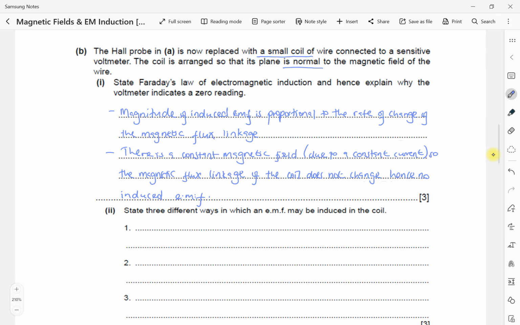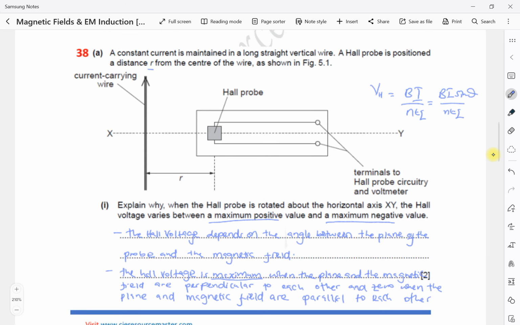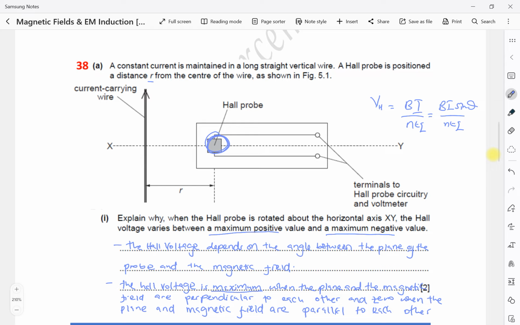State 3 different ways in which an EMF may be induced in this coil. So if we placed a coil in this position, to induce a current in it, one, we can switch on and off the current in the wire. Switching on changes the current from 0 to a certain value. Switching off changes it from a certain value to 0. So switch the current on or off. That's number one. Number two, you can move the wire towards or away from the coil, or you move the coil towards or away from the wire. Number three, you can rotate the coil around.